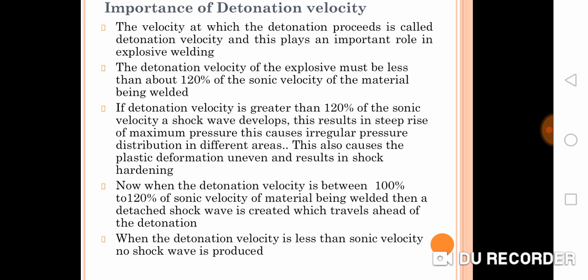In that case, a detached shock wave occurs, which travels ahead of the detonation. As it is traveling ahead of the detonation, it won't create as much problem as the attached shock wave. And the next condition is when the detonation velocity is less than the sonic velocity of the material, then no shock wave is produced. So this is the importance of detonation velocity. Three conditions are there. In the last two conditions, we don't have much problem with the detonation velocity, but the first condition should be avoided as far as possible.